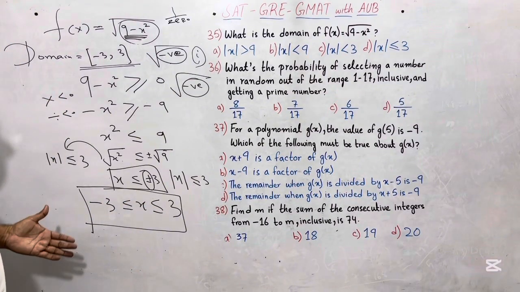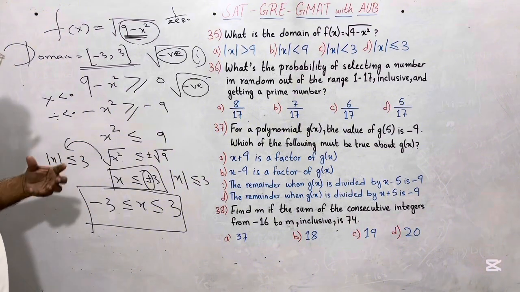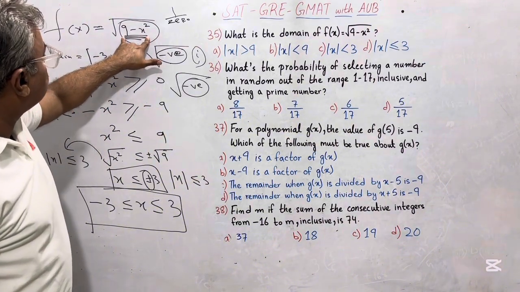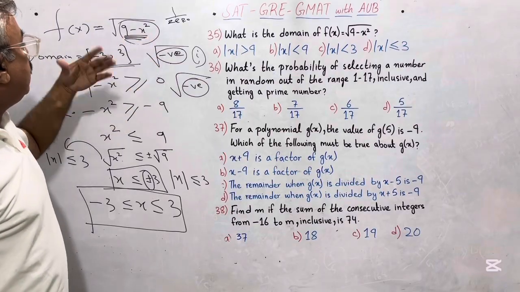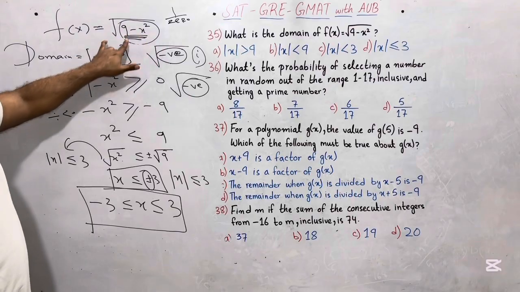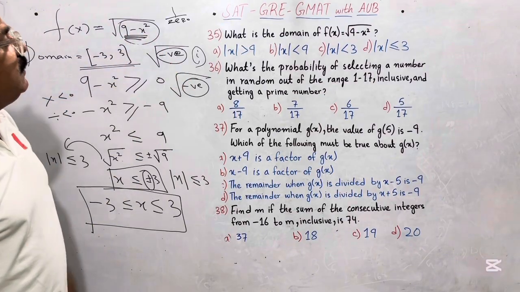In case of square root, we sort out the values for which the square root quantity must be 0 or positive. We cannot afford a negative value in a square root because we are dealing with a real valued function.